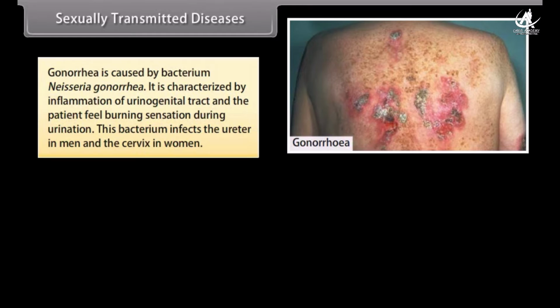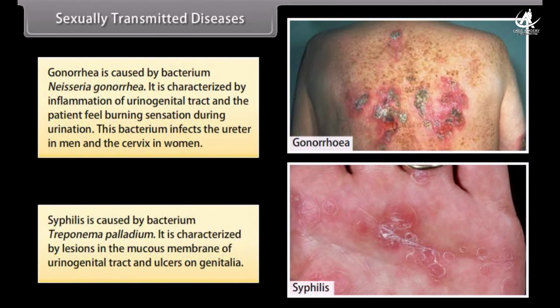Gonorrhea is caused by the bacterium Neisseria gonorrhoeae. It is characterized by inflammation of the urinogenital tract and the patient feels a burning sensation during urination. This bacterium infects the urethra in men and the cervix in women. Syphilis is caused by the bacterium Treponema pallidum. It is characterized by lesions in the mucous membrane of the urinogenital tract and ulcers on genitalia.